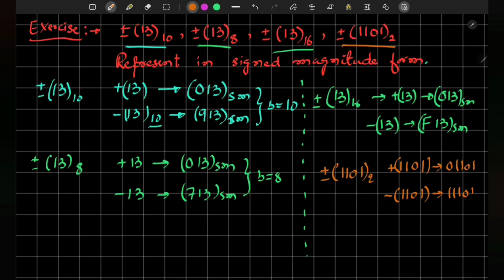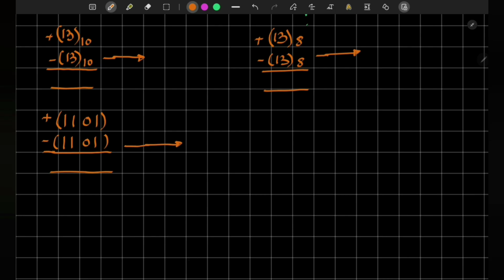Now the question arises: as we have represented positive and negative numbers, is this representation really compatible with arithmetic? To check whether arithmetic works in the sign and magnitude form, let us do the subtraction as follows. 13 in base 10 minus 13 in base 10 will be equal to 0. 13 in base 8 minus 13 in base 8 is equal to 0. And 1101 minus 1101 in base 2 will be equal to 0000, which is equal to 0.